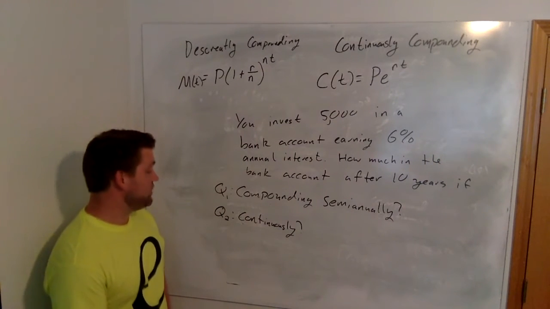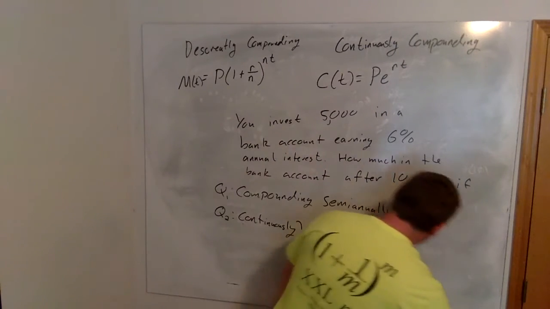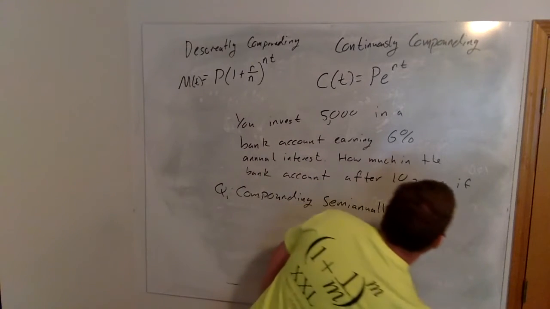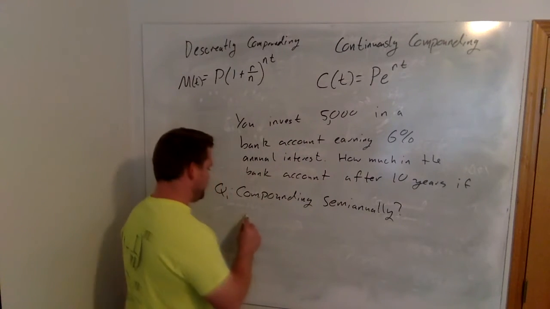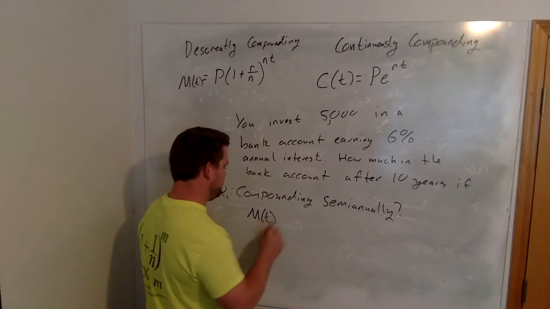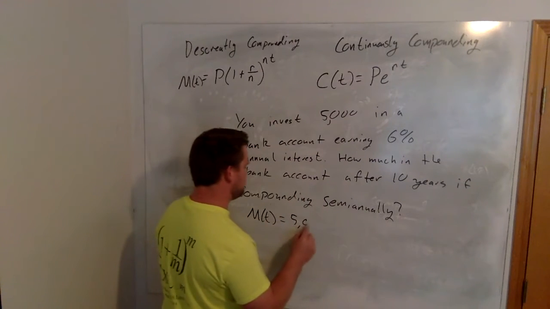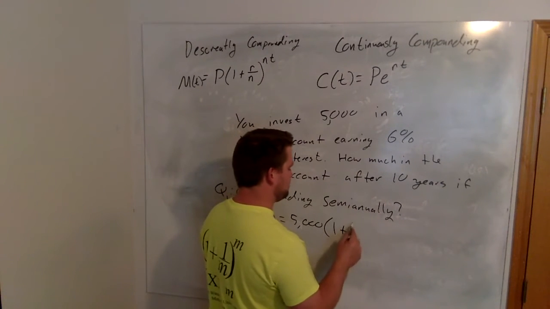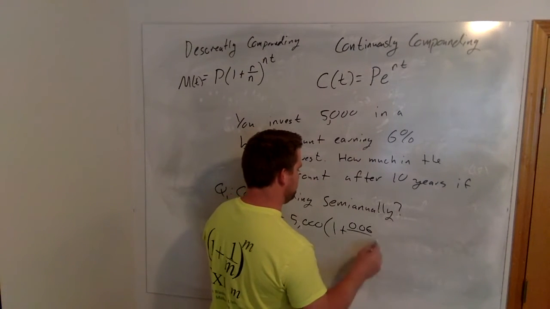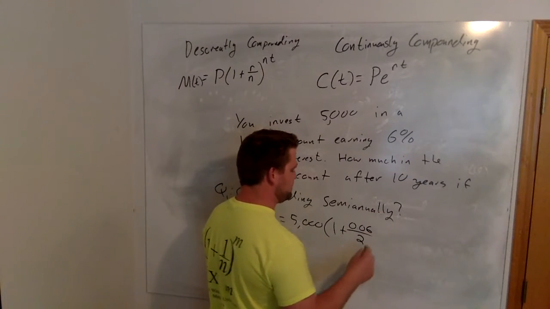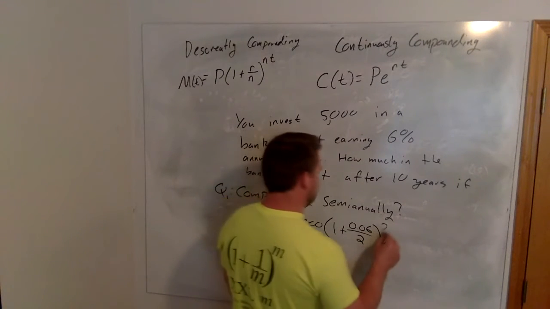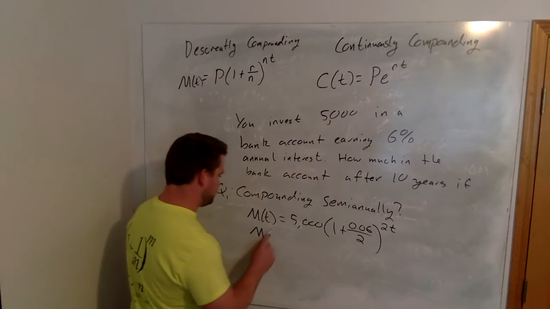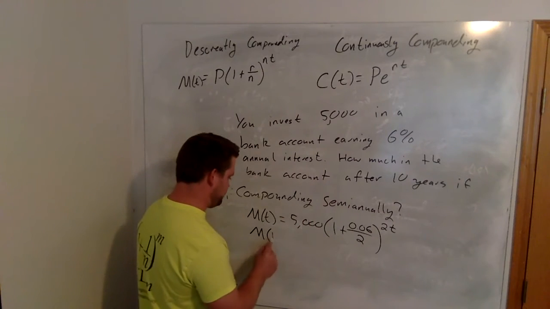Okay. Let's do it. If we're compounding semi-annually, it means I'm compounding twice per year. So how much money would we have at the end of 10 years? Well, what will be our formula? We'd have our M of T. Well, the principal is 5,000. Okay, we still have 100% of our money. And what are we doing? We're taking our 6% annual interest rate and cutting it into two pieces, and we would be compounding twice per year. So we would want to evaluate this function after 10 years.